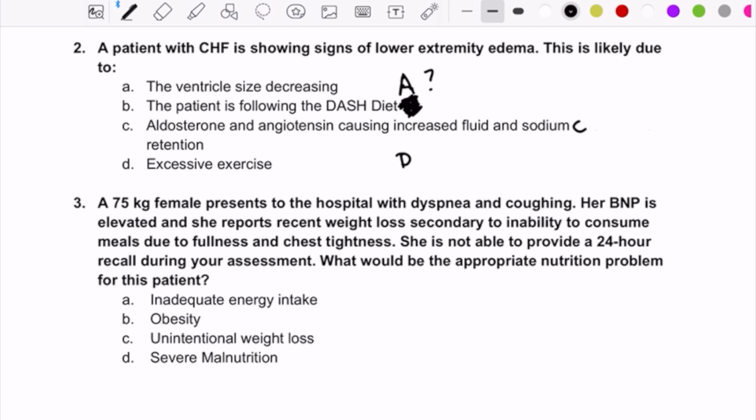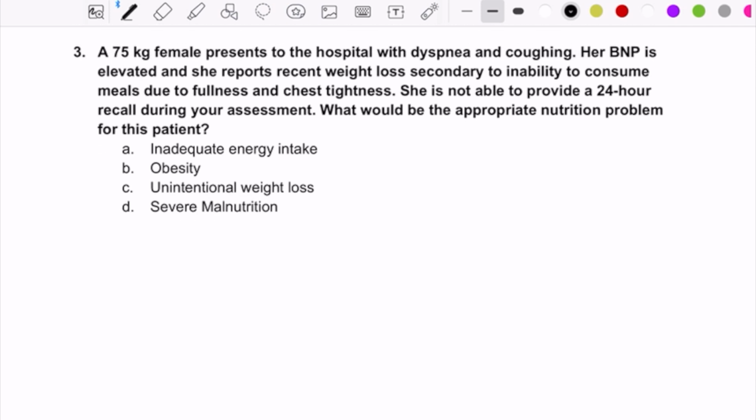C, aldosterone and angiotensin causing increased fluid sodium retention. I like this as a good answer because it fits very well to why the lower extremity edema could be caused. D, excessive exercise. I would have to go with C as my best answer. I think the aldosterone and angiotensin is causing this fluid and sodium retention, and that's causing some of this edema they're having throughout the body. I would go with C as my best answer for this one.